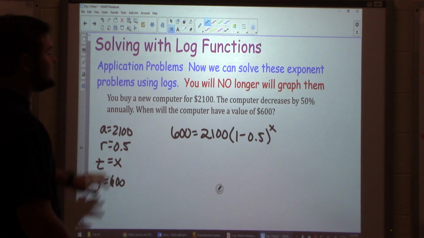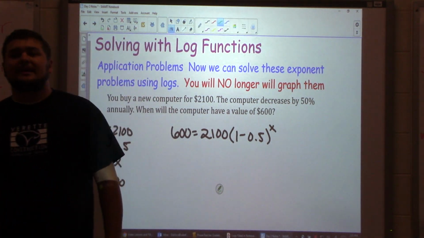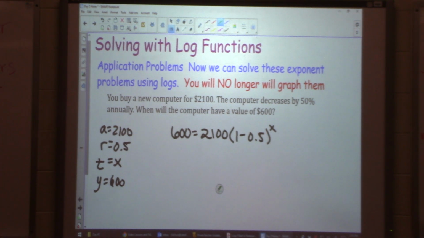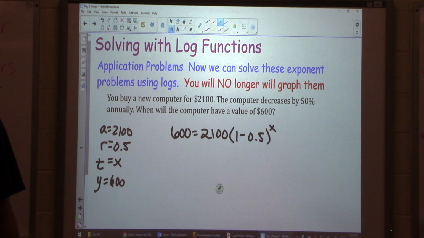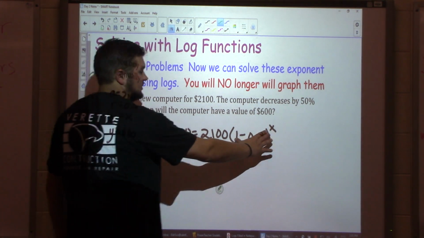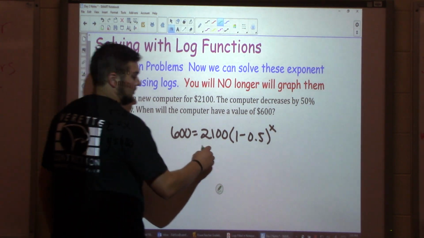And I can solve this now by hand. The problem is, I can't just switch it to log form. It's an exponent right now. But just like we had to isolate our log, we need to isolate our exponential expression here. So the first thing we're going to do is divide by 2,100.